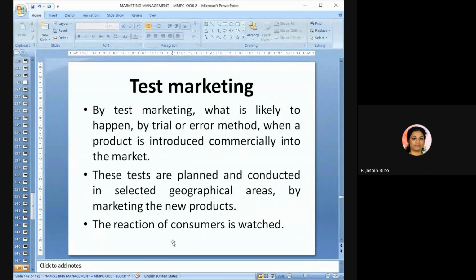They give the samples out to the customers and get feedback based on that. That is what test marketing is. By test marketing, what is likely to happen is a trial and error method when a product is introduced commercially into the market. These tests are planned and conducted in selected geographical areas by marketing the new products. The reaction of consumers is normally watched.